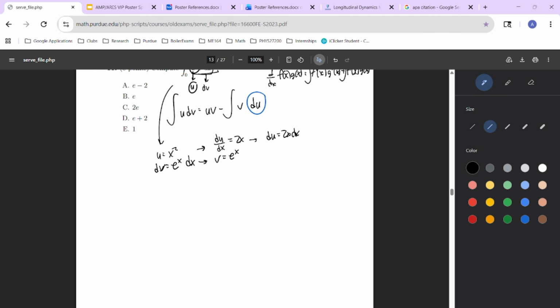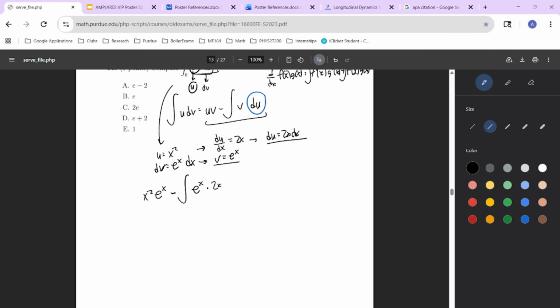So then we use the formula here. We see our u here is x squared. Our v here is still e to the x. And then minus the integral of, what is this? v here in this case is e to the x, and then multiplied by du. du here is equal to 2x.